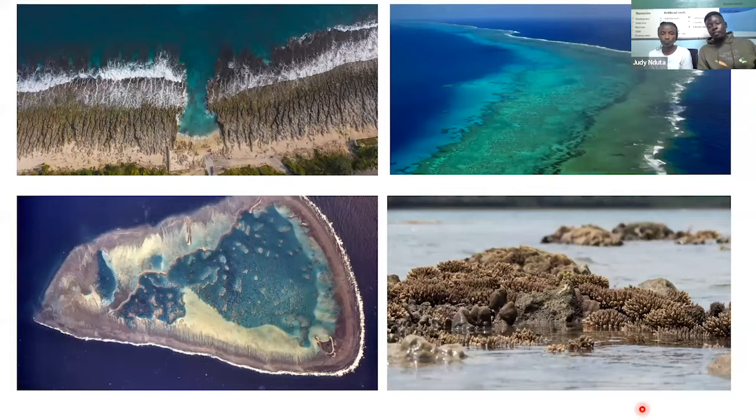On the right here, we have patch reefs, which I must add are the most common reefs we have here in the Wasini Channel. And these are basically reefs that grow in isolation to other reefs. They usually occur between fringing reefs and barrier reefs.